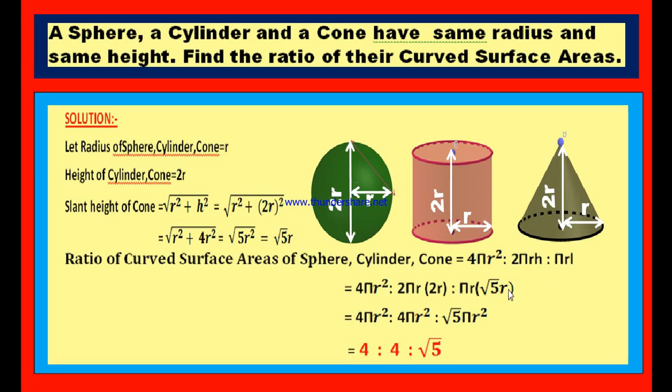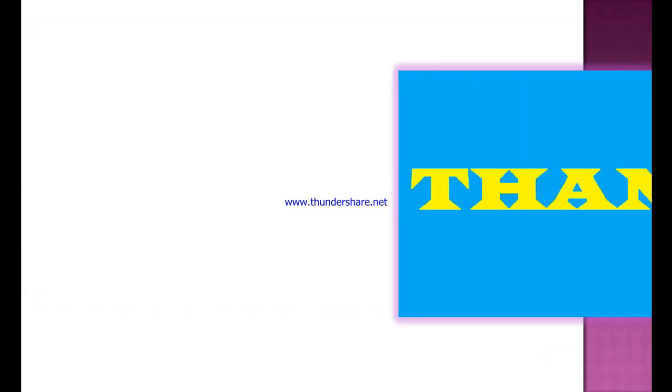Now, out of these three, this is 4 pi r square. This is 2 into 2, 4, pi into r, 4 pi r square again is 2. Root 5 into pi into r, pi r square. Here is pi r square. Here also you can find pi r square. Here also you can find pi r square. Therefore, you can cancel pi r square in all the three terms, so that you will get 4 is to root 5. This is the ratio of curved surface areas of sphere, cylinder and cone is 4 is to 4 is to root 5. Thank you one and all.